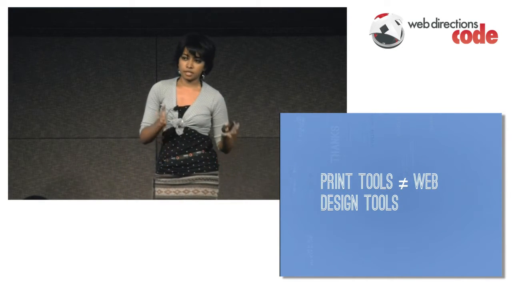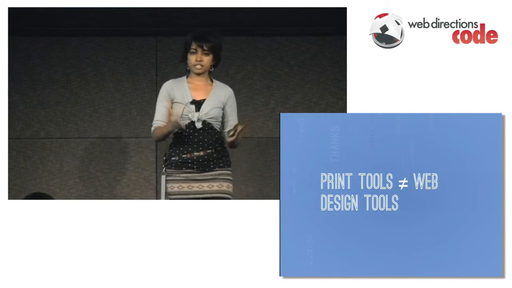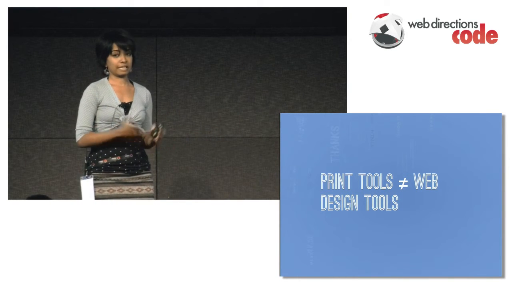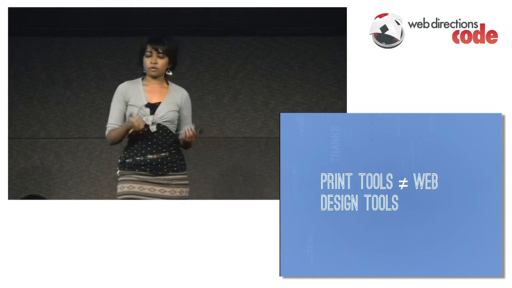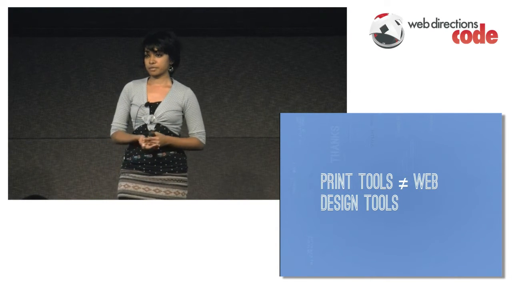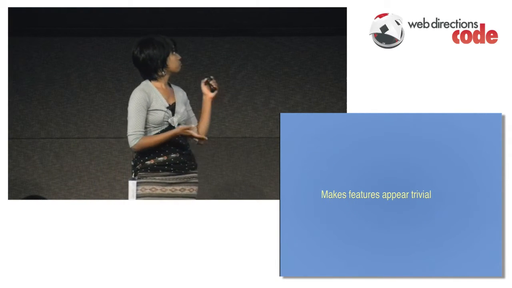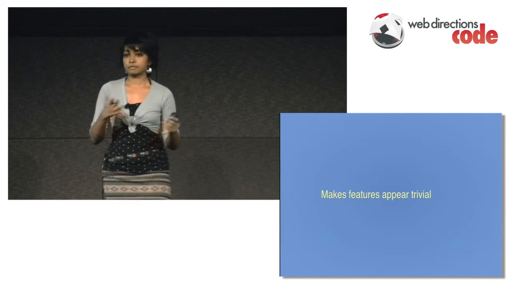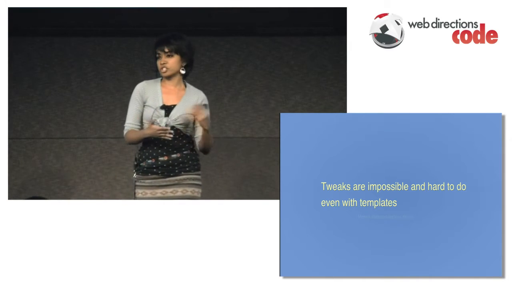Print tools give you the illusion of control that does not exist on the web. They make it appear as though these features are very trivial to implement, like we just saw in mockups, custom text wrapping, and how easy it is to do in a print tool. You can even have text on a path in a print tool very trivially, except it's a little bit harder on the web. You need to use SVG and so on. If you use print tools, it gives you an illusion that it's very easy to do, except it's not. Plus, it's hard to change something in print tools.